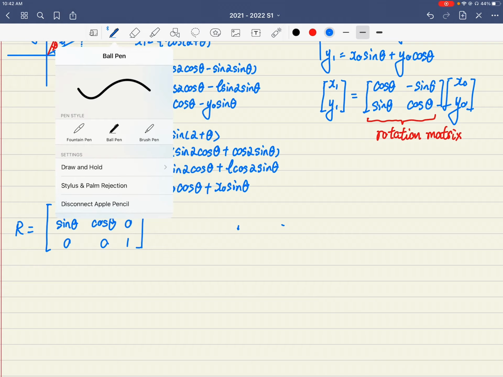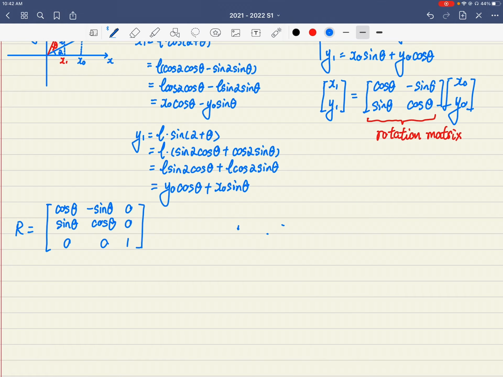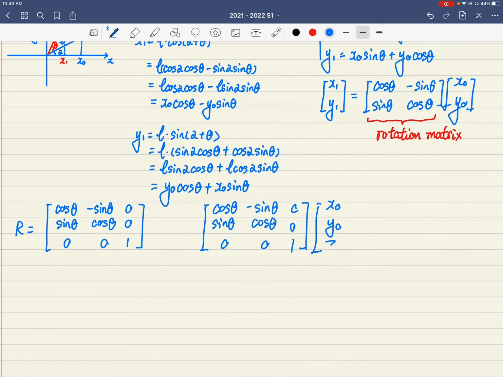if you rotate about the z-axis, it does not change the z coordinate. It only changes its x and y coordinates. So let's say the original point is x naught, y naught, z naught.